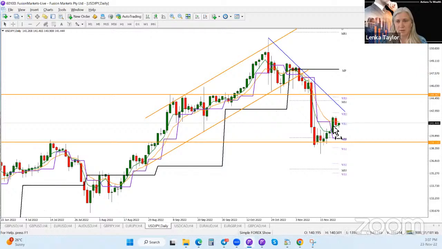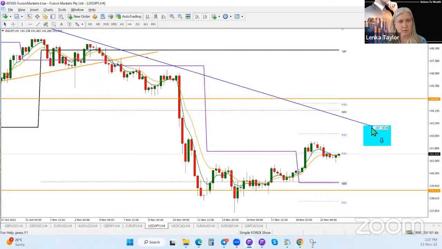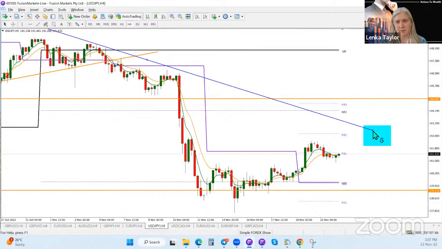Not ideal. I don't like to trade the middle of the range, so I like to see it come up, maybe to the top of the range, or at least to the top of that previous trend line, and then look for short opportunities there. So this is on the 4-hour time frame around here. I'm looking for short opportunities after that.